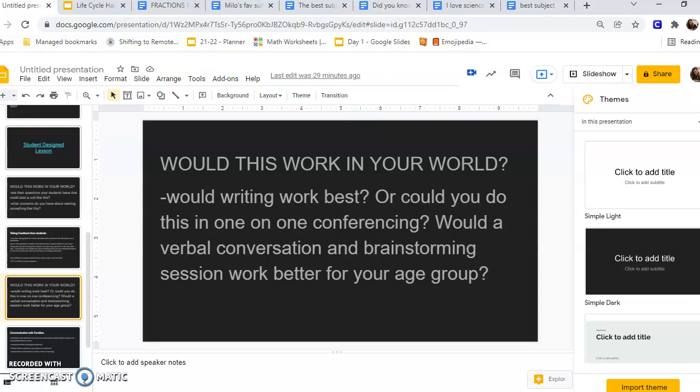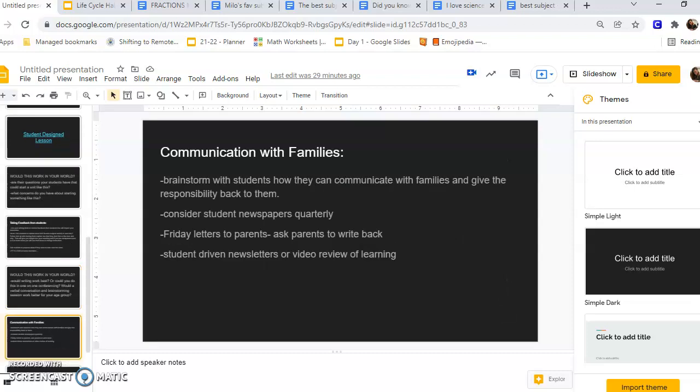So is this something that would work in your world? Would writing work best? Or could you do this in one-on-one conferencing, where you just had a conversation with kids and brainstormed ideas about what they are looking for in learning, what they're not liking, what's not working, and why? Would it work better for your age group in a different way?